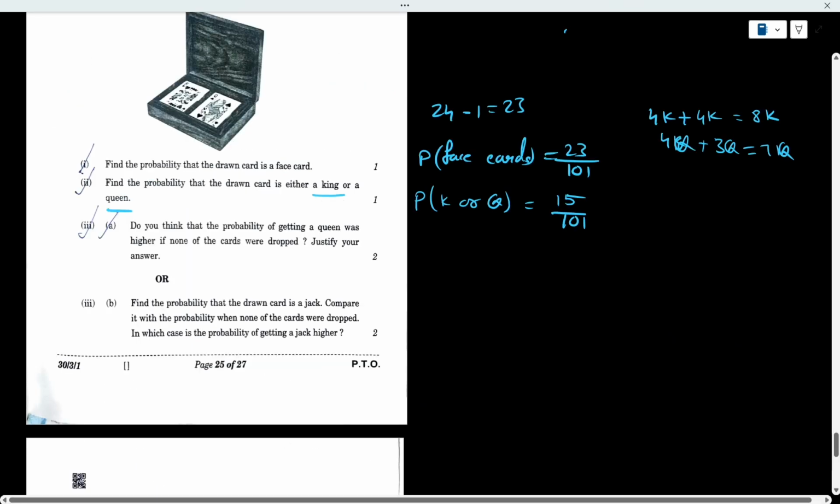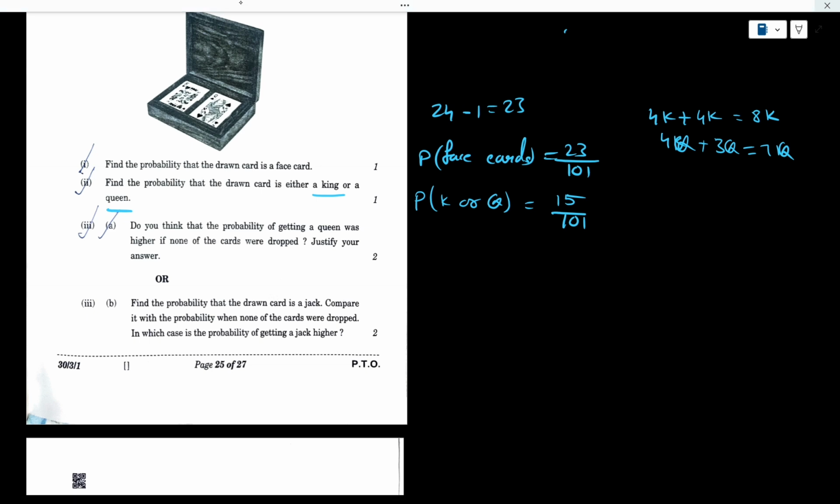Next question, a probability based question. It says, do you think the probability of getting a queen was higher if none of the cards were dropped? Justify your answer. So first, if none of the cards were dropped, there are a total of 8 queens in 2 packs of cards, so it will be 8 by 104. And the other one, the probability when it is dropped: one queen card was dropped, so it is 7 by 101.